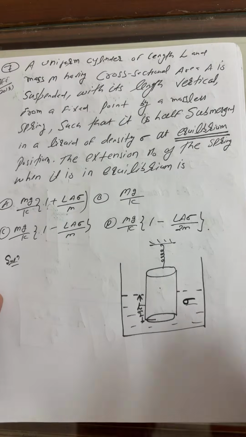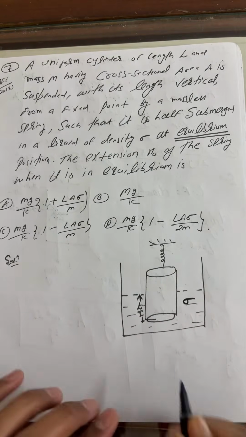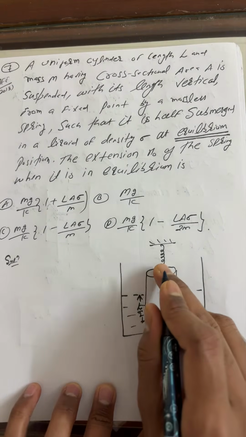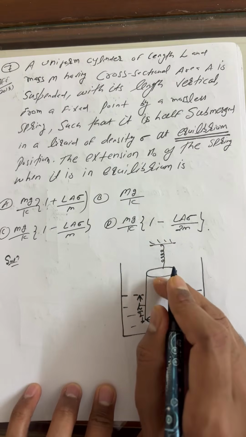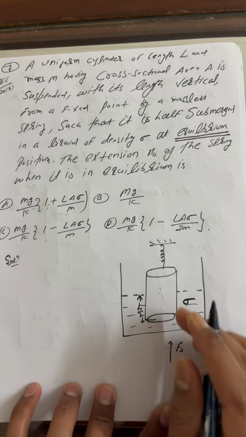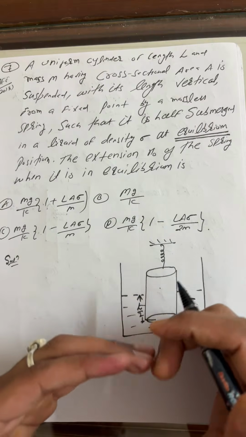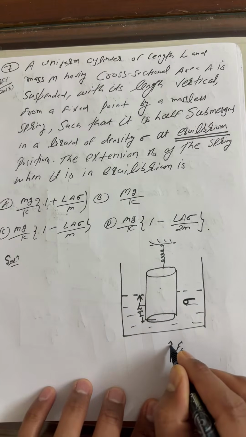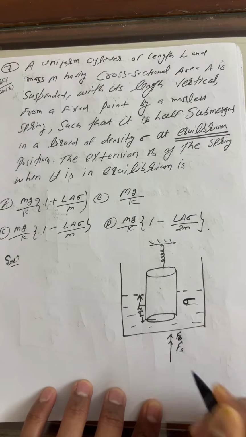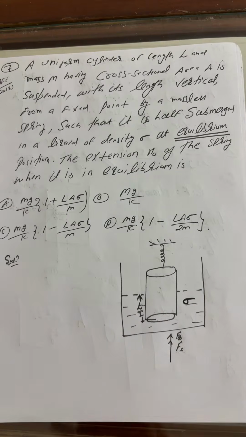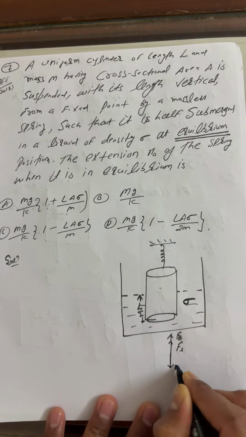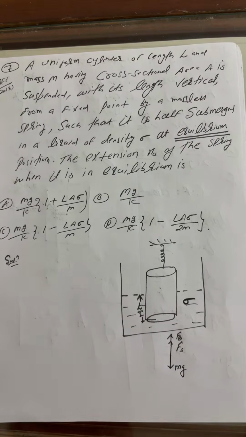It's not tough here. If you make the FBD, what can you write? The spring force also acts in upward direction because the spring force acts along the spring only. So this is Fs. This cylinder is dipped in water, so there is buoyancy force. Buoyancy force, we know it's a thrust force, also acts in upward direction. The entire weight is mg.